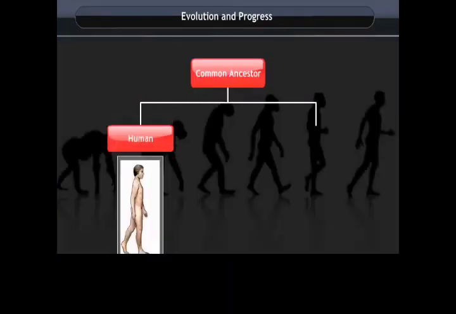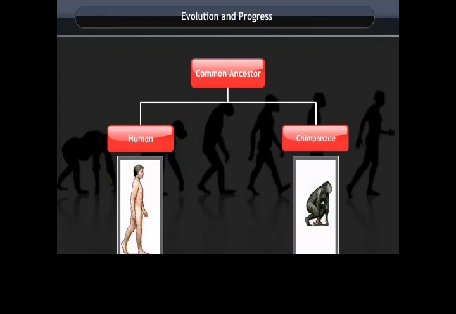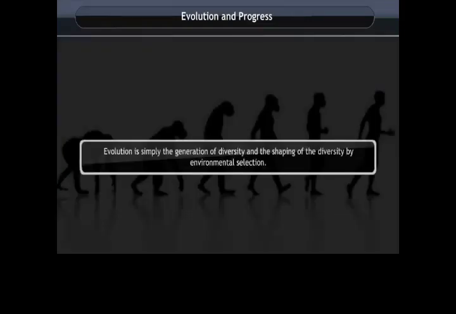Both human beings and chimpanzees have a common ancestor a long time ago. That common ancestor is likely to have been neither human nor chimpanzee. Evolution is simply the generation of diversity and the shaping of the diversity by environmental selection.